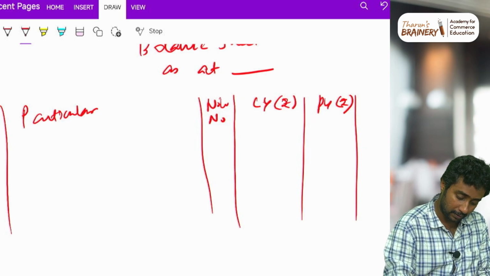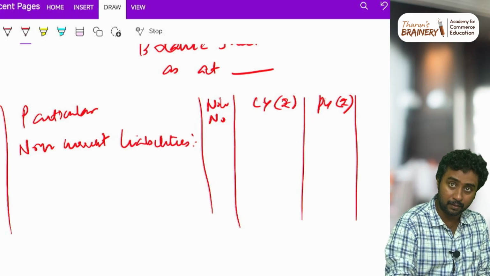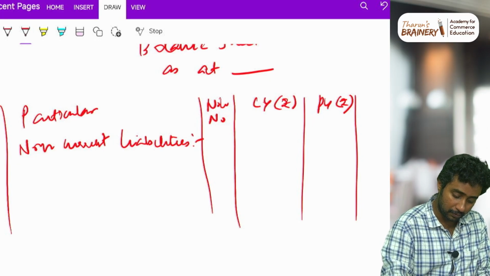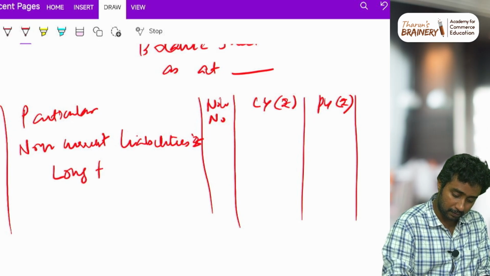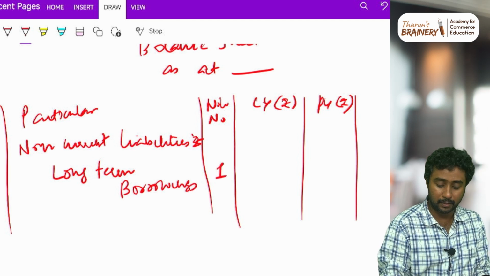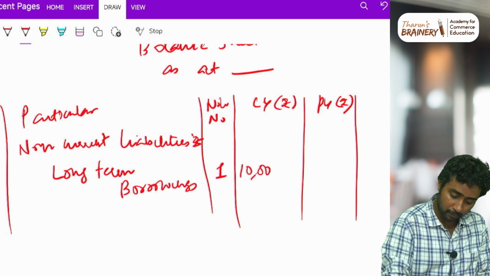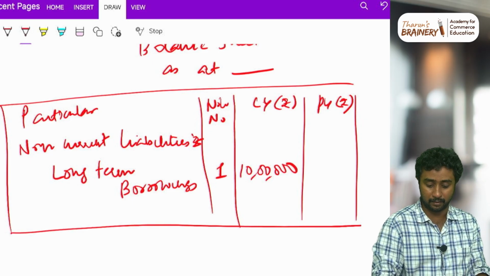I will be showing here again non-current liabilities. Under that you will be showing what? Long term borrowings. Against it we will be writing note number 1 here also. In this method also we will be showing 10 lakh only. There is no change in the balance sheet, the main balance sheet part.